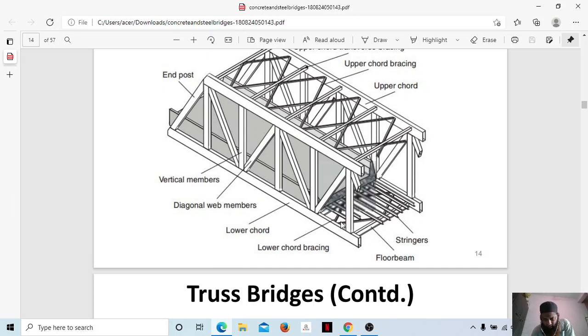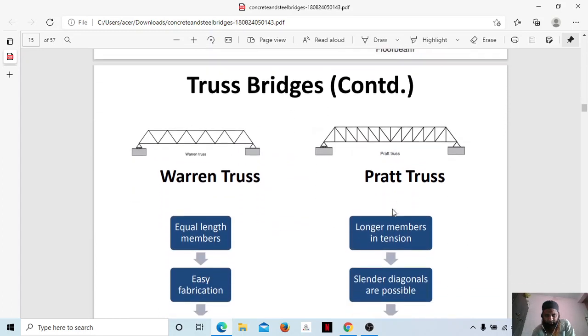Lower chord bracing. At the bottom you have bracings also. You can just see at the bottom you have bracing. Floor beam is there. Stringers are there. All these make up a truss. This is how the truss is designed.